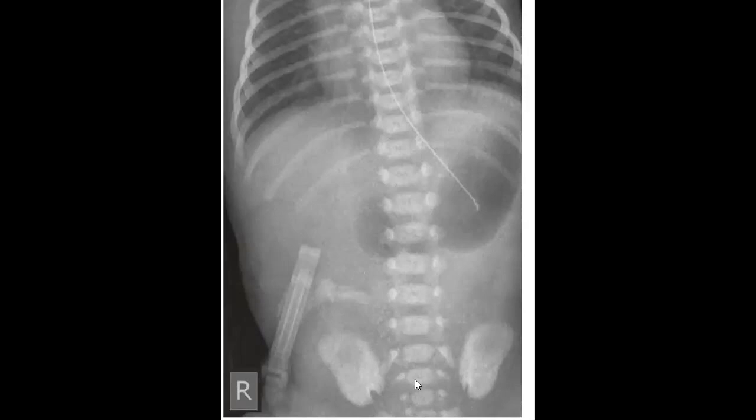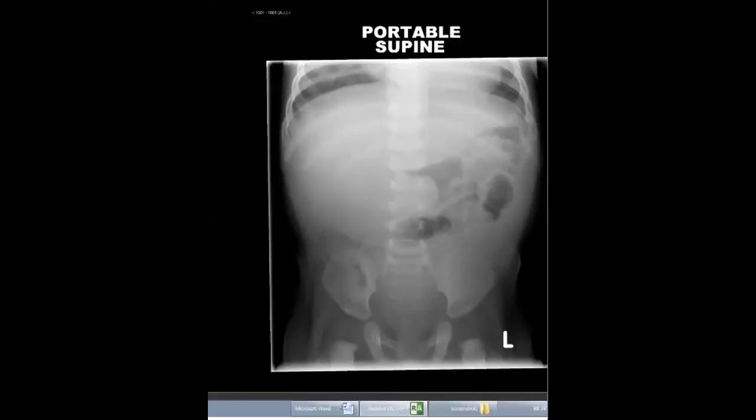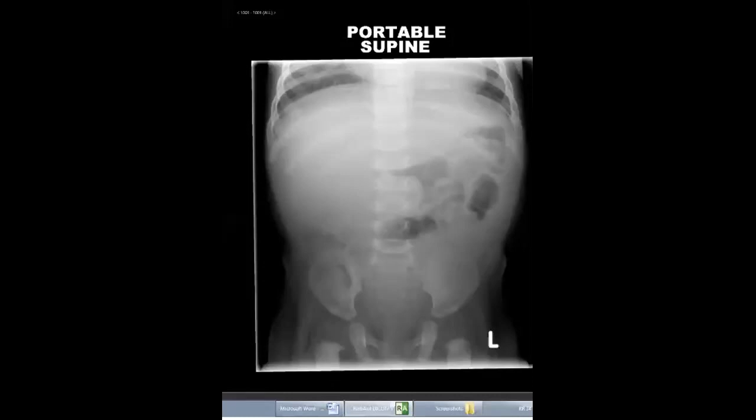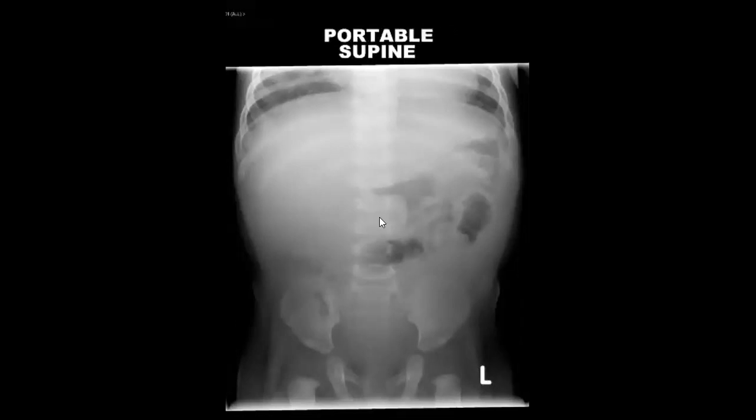Pediatric patient. No gases, just you have these two gases. So easy one. Double bubble sign, indicating duodenal obstruction or atresia. Intussusception. Perfect.